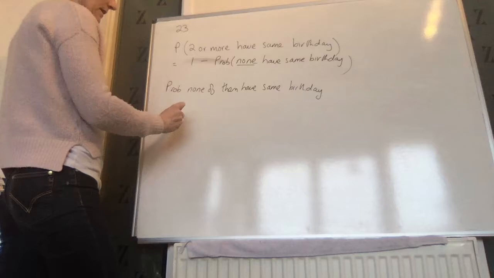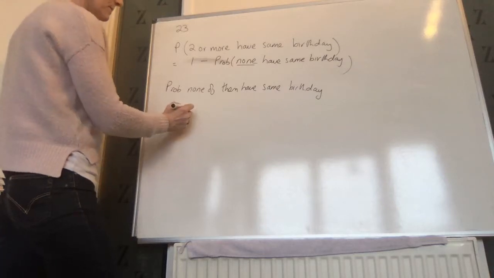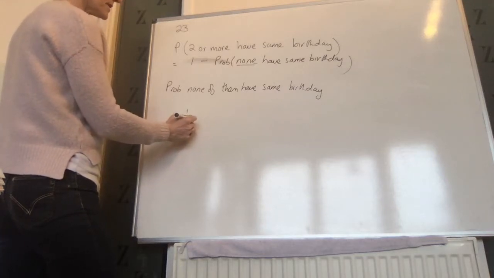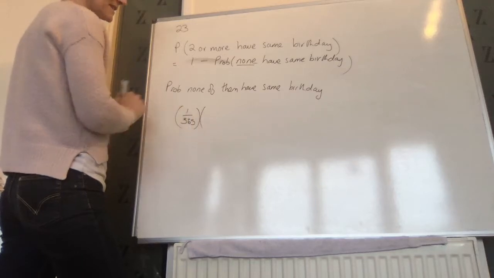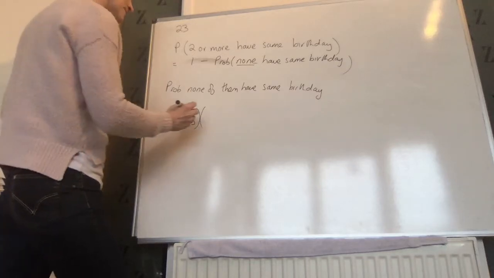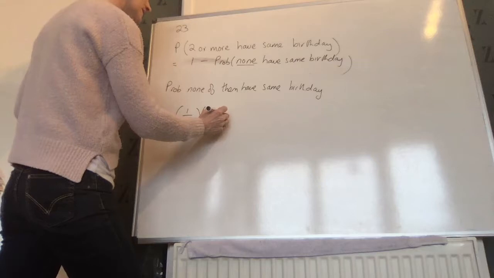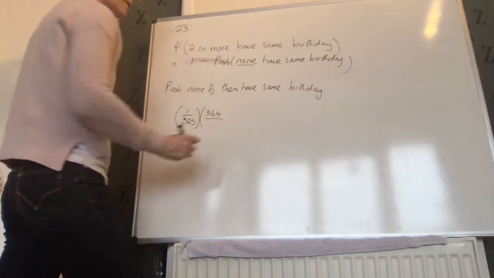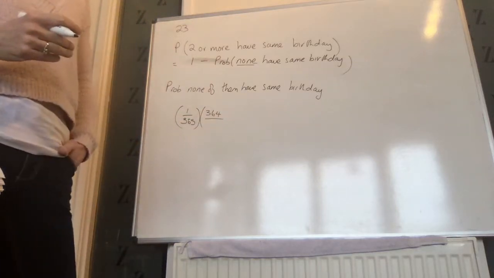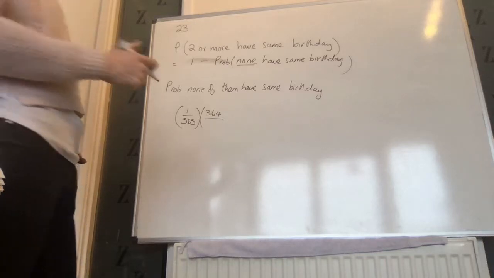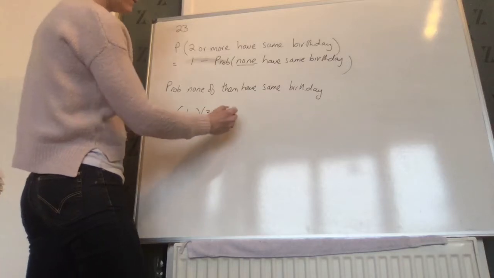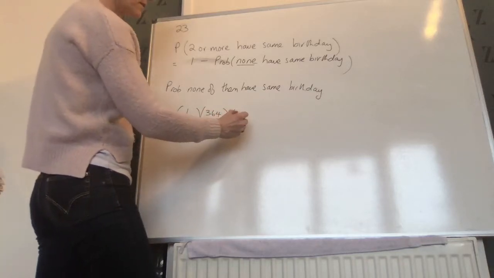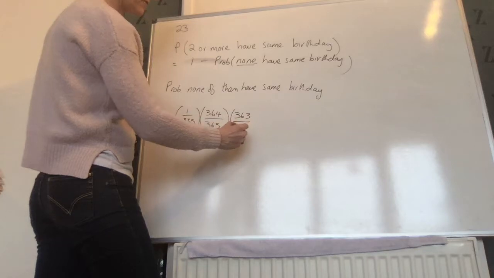Well, let's take the first one. The probability that the first one has his birthday on the 1st of January is 1 out of 365. Now, the probability that the next one has a different birthday is going to be 364 out of 365, because you can pick any other day for him. Now, the next student, their birthday will be 363.